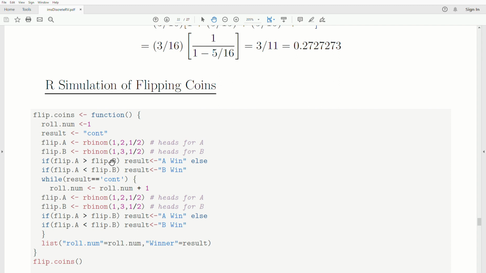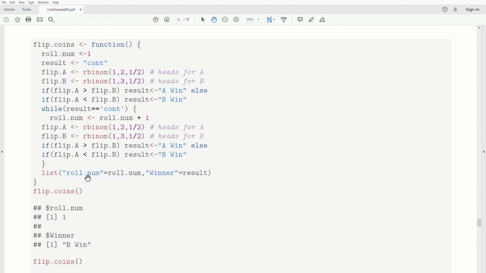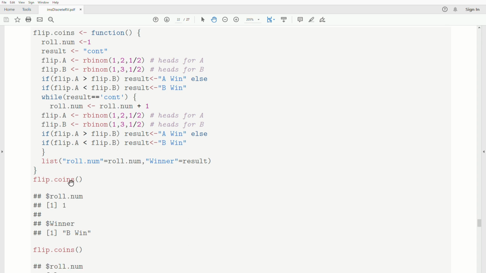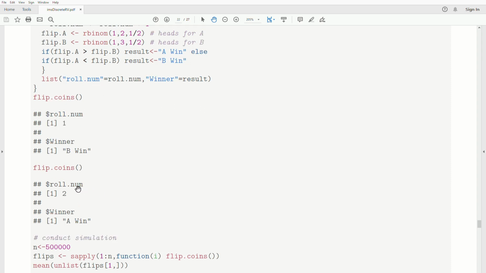Now if A is bigger than B, A wins. If B is bigger than A, B wins. Else continue; we just keep flipping. So next we add a roll count to our number. A and B flip. We check the results. If it's a tie, we keep going. We're going to put out the roll number, how many rolls we did, and the winner. So let's run this. Flip coins. It looks like we rolled once and B won. We flip again. It took 2 rolls and A won.